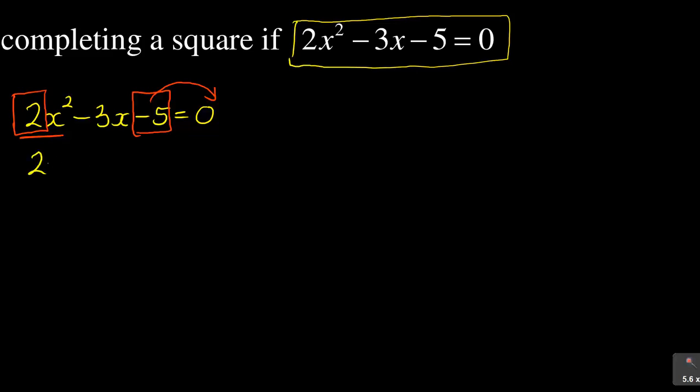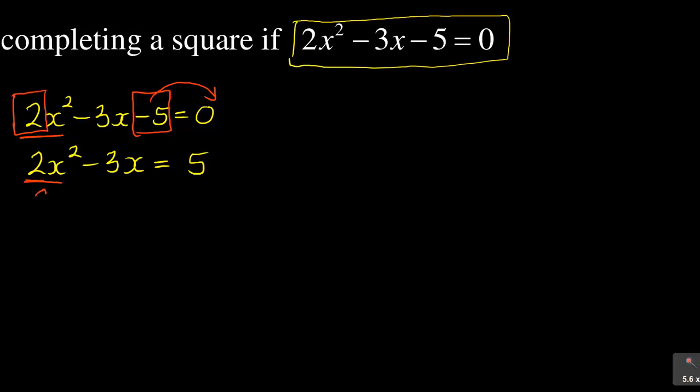So let us start by jumping that number on the other side, which is minus 5. So you'll have 2x squared minus 3x is equal to, from negative it will become positive 5. That is the first step. The second step is to identify that you have a number which is the coefficient of x squared. That number is a 2, so you need to get rid of that 2.